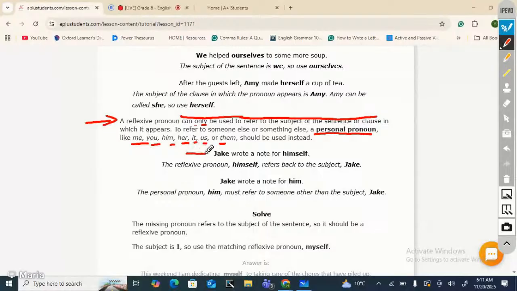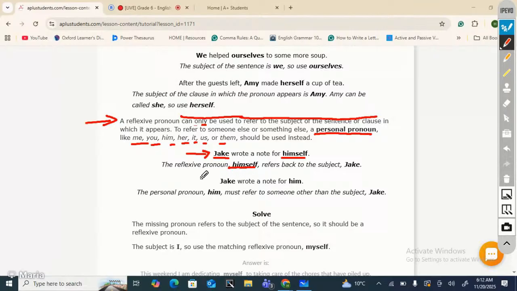Okay, I'll read two sentences. You'll understand the difference. Jake wrote a note for himself. If the reflexive pronoun is used, it means it refers to the subject of the sentence, Jake. Means Jake wrote a note for himself, not any other person. So the reflexive pronoun himself refers back to the subject, Jake.